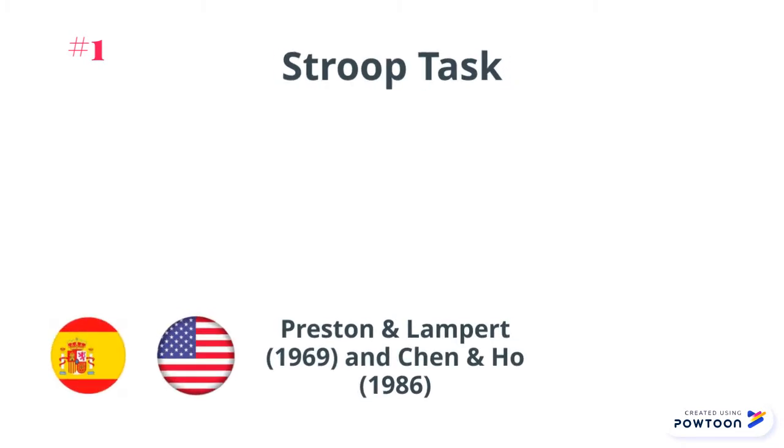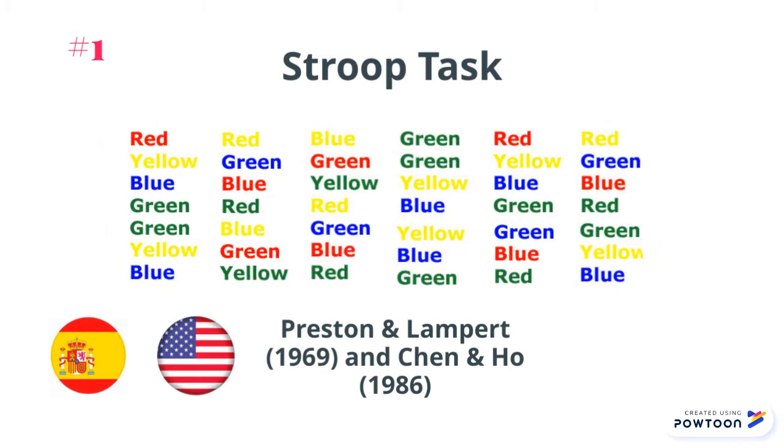The first piece of evidence we will talk about is the Stroop task, which was carried out with Spanish-English bilinguals. They were shown the names of colors, but the name of the color and the color of the ink did not always match. They were asked to report the color of the ink.